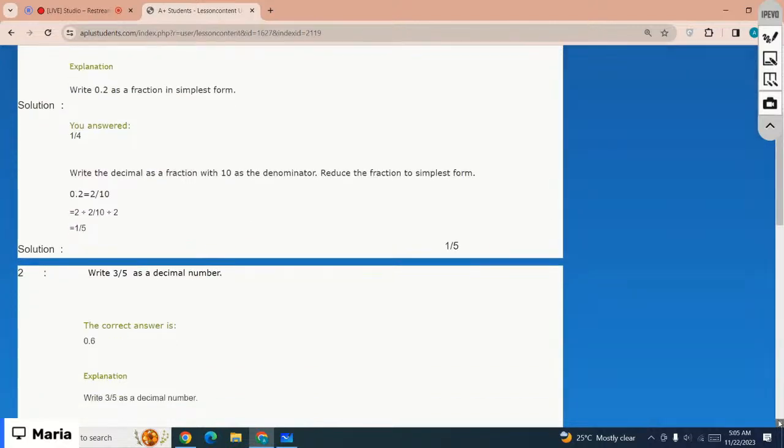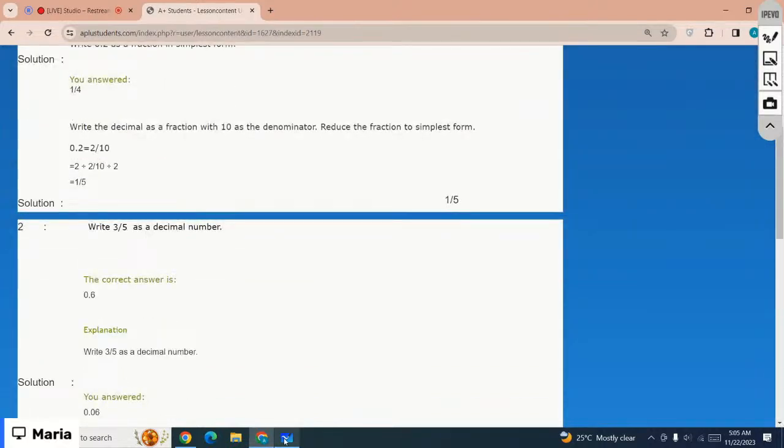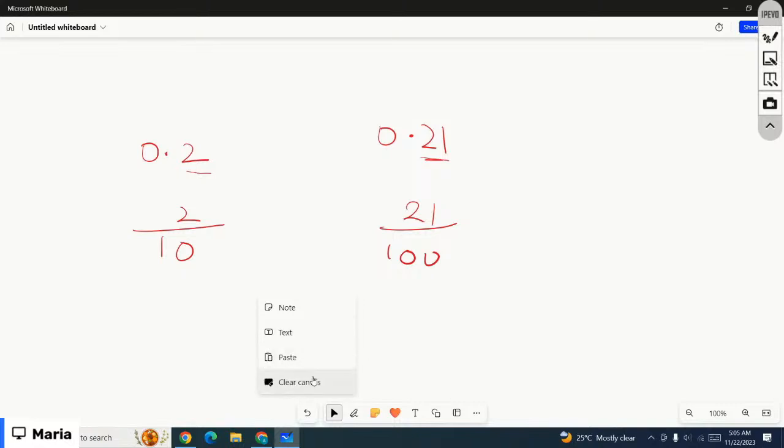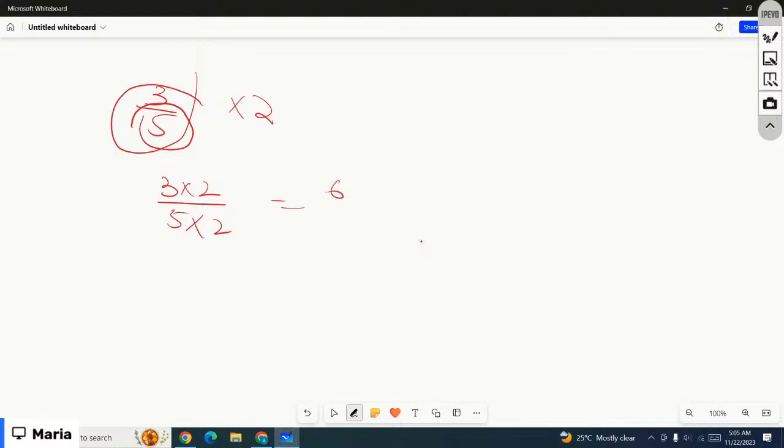Okay, write 3 over 5 as a decimal number. When you have to write from fraction to decimal, how do we write? You have 3 over 5, right? You have to write it as a decimal. Make this denominator equal to 10, right? You can make the denominator 10 by multiplying the fraction by 2. You have to do 3 times 2 and 5 times 2. 3 times 2 is 6 and 5 times 2 is 10. That would be 6 over 10, right?